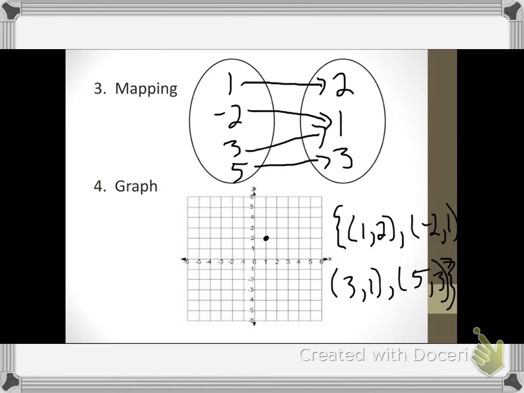Next ordered pair is negative 2, 1. So I'm going left 2, up 1 in this case. Left 2, up 1, put my point.